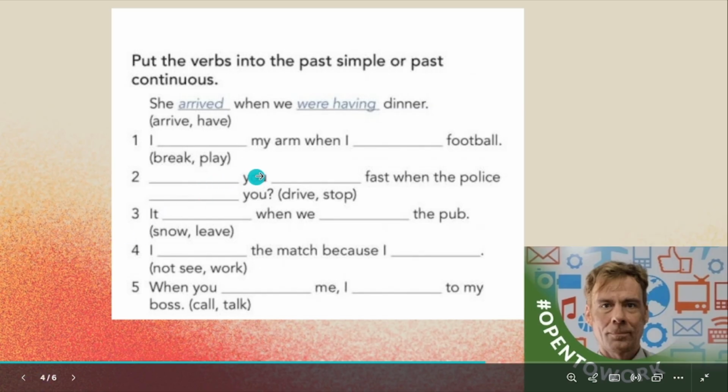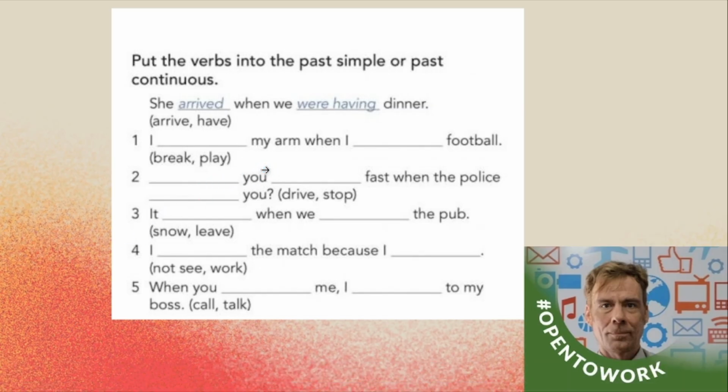All right, let's take a look at these examples. Number 1. Break and play. My arm, when I, football. The verbs are in the correct order. What's the longer action? The longer action is to play football, right? To break your arm is something that happens pretty quickly. So that's the simple past. The simple past of break is broke. And the past continuous form of play, the verb is conjugated as was playing. I broke my arm when I was playing football.